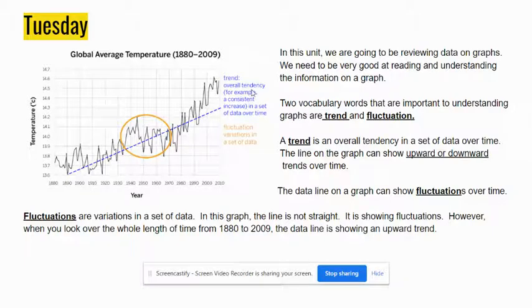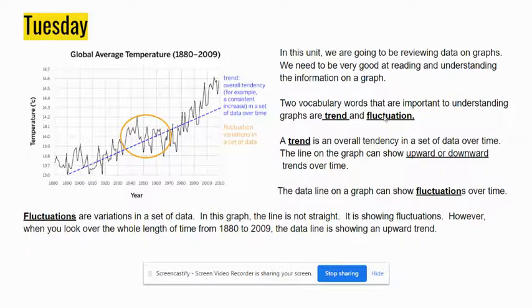So you'll notice the blue letters and lines right here. There's a blue line. This is showing that even though the line goes up and down, overall it's increasing. It's going up over time. That is trend. So a trend is an overall tendency in a set of data over time. The line on the graph can show upward or downward trends over time. So again, that's that blue line.